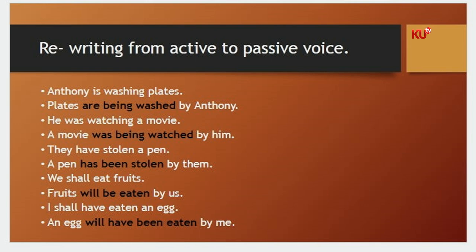And as I said earlier, the most important things in changing from active to passive voice are: number one, we look at the order of object, verb, and subject. Number two, we look at the verb, which must be written in past participle form. And finally, we look at the tense.